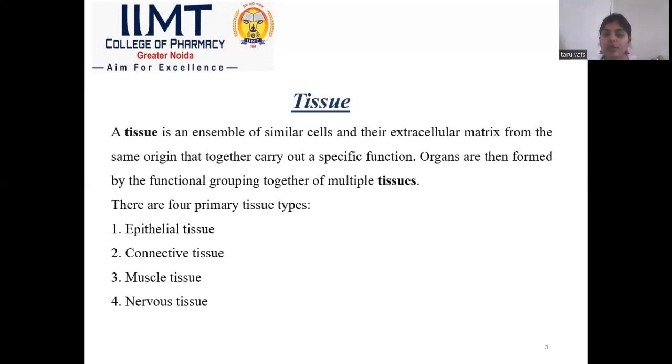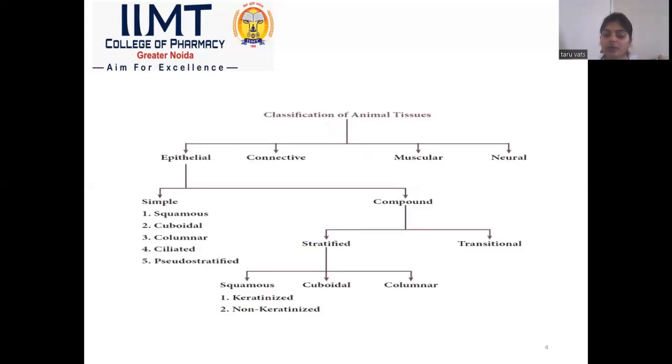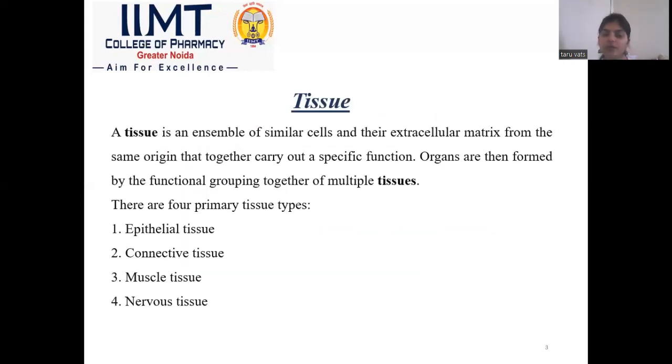What is tissue? A group of cells having the same origin, similar shape, and having a common specific generalized function is known as tissue. There are four types of tissue present: epithelial tissue, connective tissue, muscle tissue, nervous tissue. Moving to the next slide.